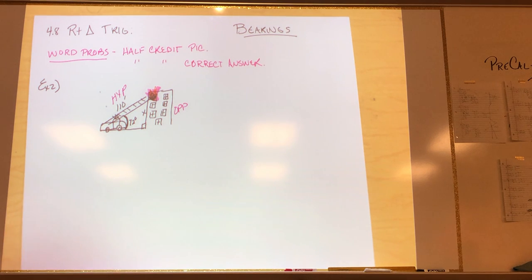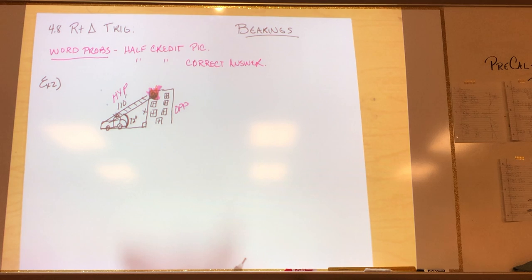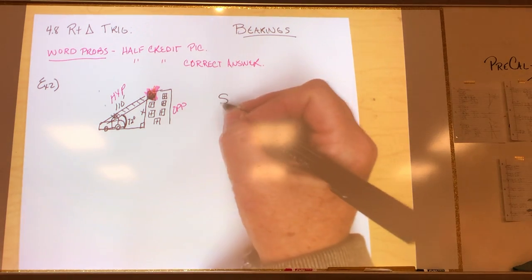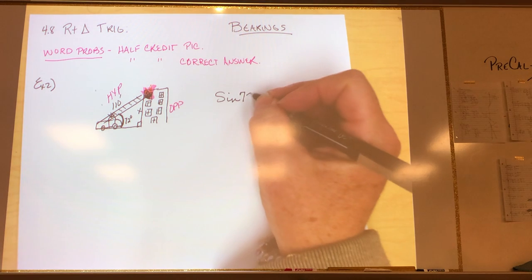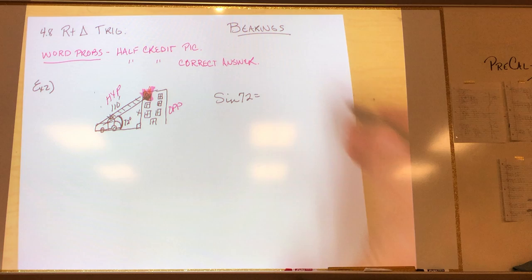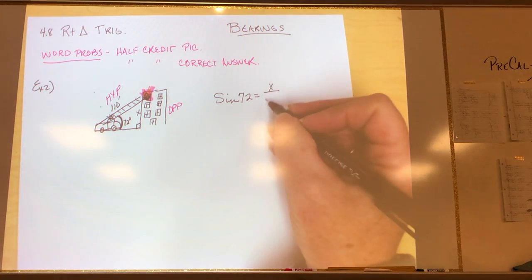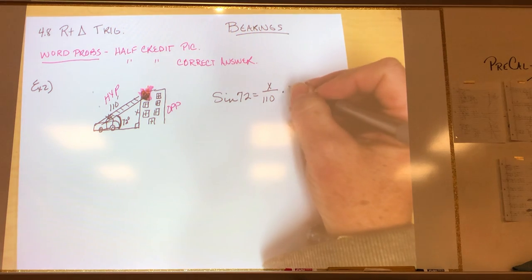Okay. All right. So, what function deals with the opposite and hypotenuse? Sine. Opposite. Okay. So, I'm going to go the sine of 72 is equal to opposite, X, over hypotenuse, 110. Solving for X, guys. Solving for X. Tell me what to do. Times 110.